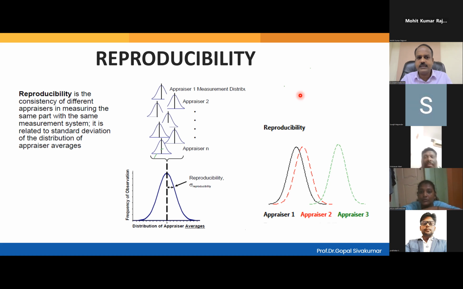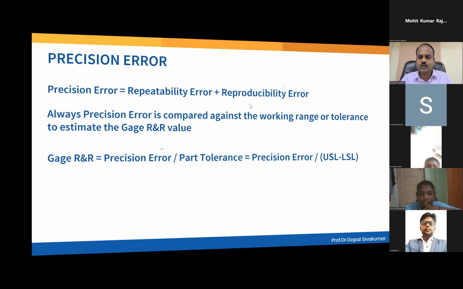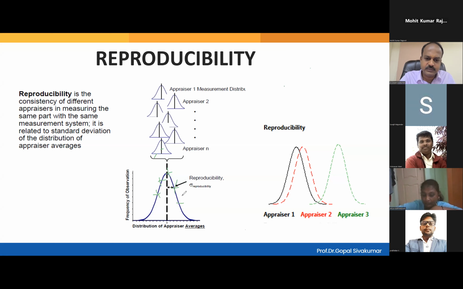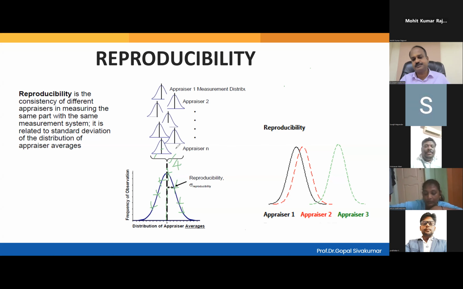In order to quantify the reproducibility error, you must plot all the averages one by one. See here, I'll show you. First average, second average, third average, fourth average, so many averages, right? And this center line, whatever center line you are seeing, this is the average of all the averages. What is the symbol for the average of the averages? X double bar. Do you understand?